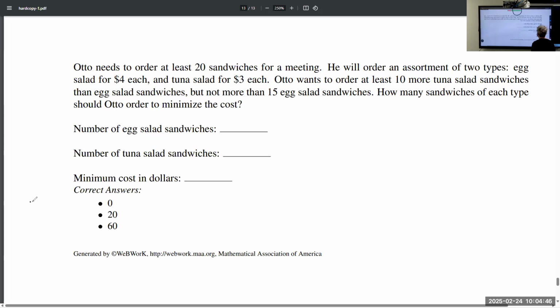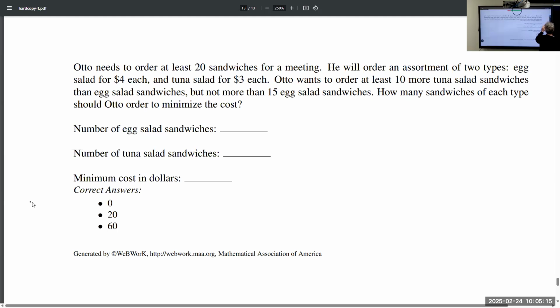Otto needs to order at least 20 sandwiches for a meeting. He will order an assortment of 2 types: egg salad for $4 each, tuna salad for $3 each. Otto wants to order at least 10 more tuna sandwiches than egg salad sandwiches, but not more than 15 egg salad sandwiches. How many sandwiches of each type should Otto order to minimize cost?